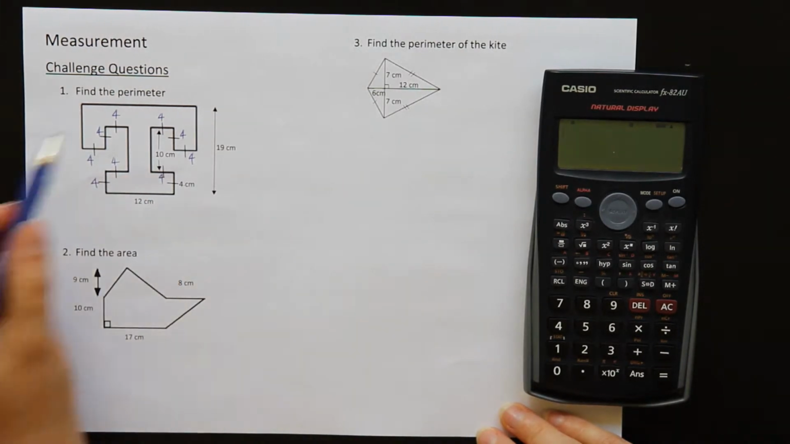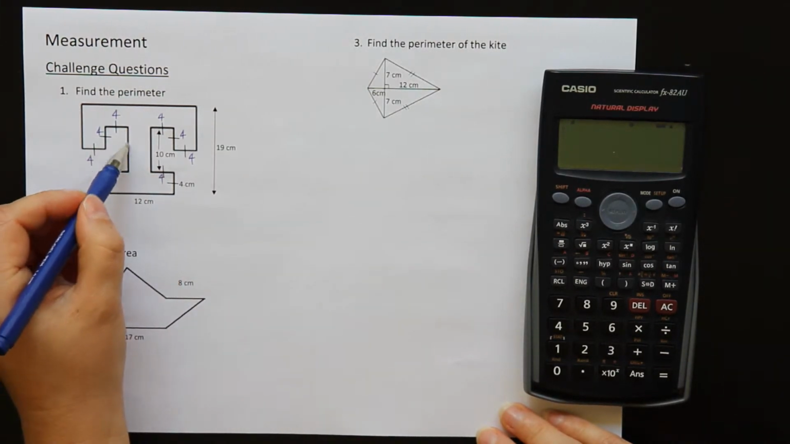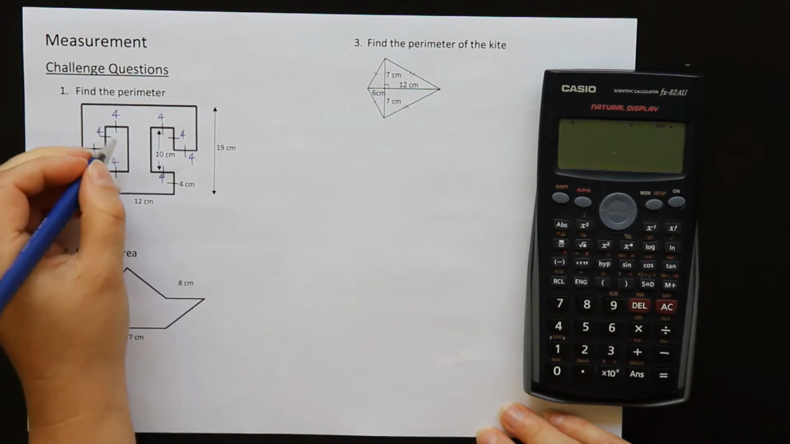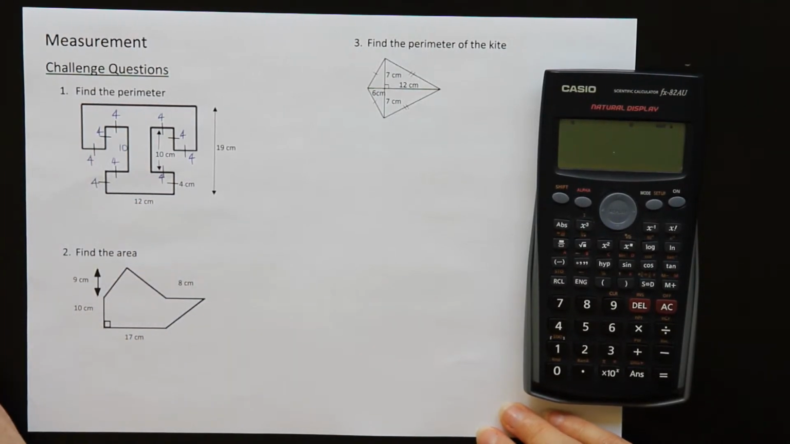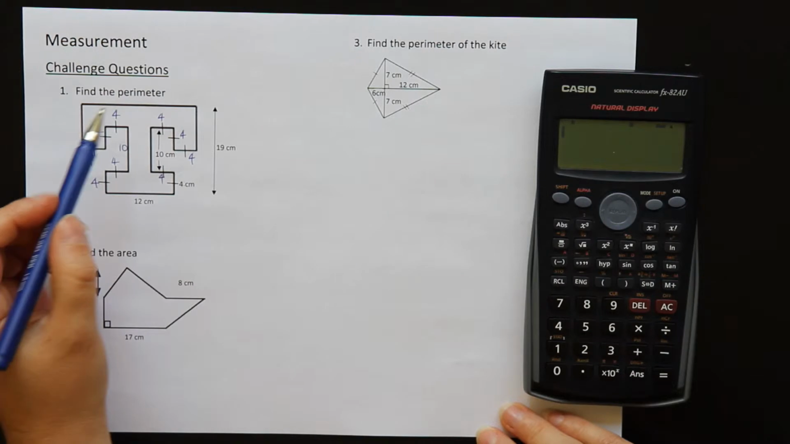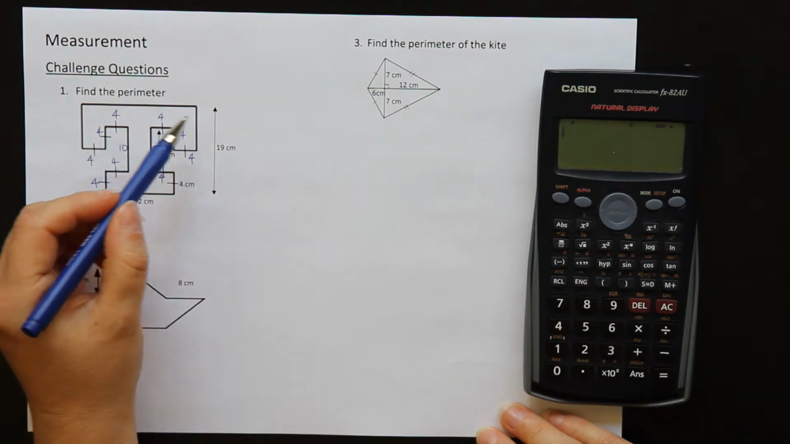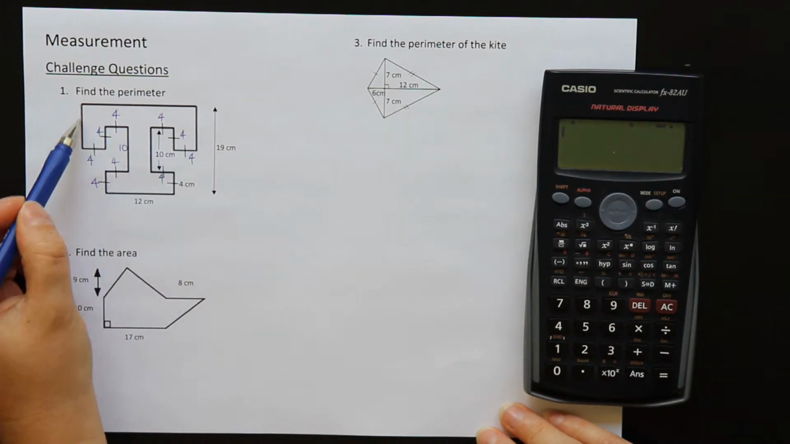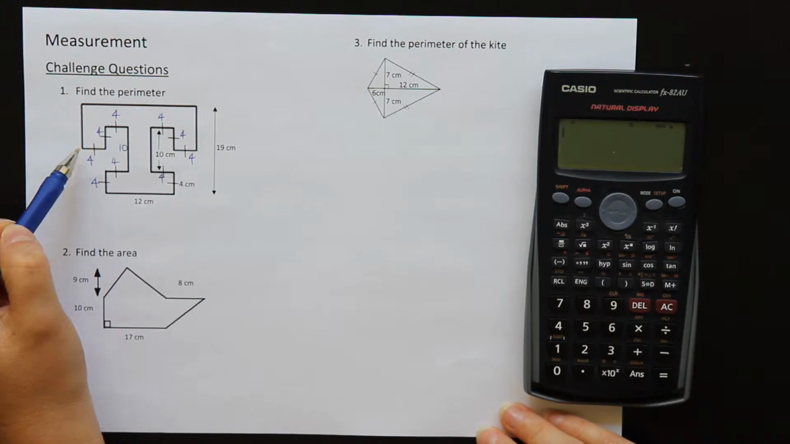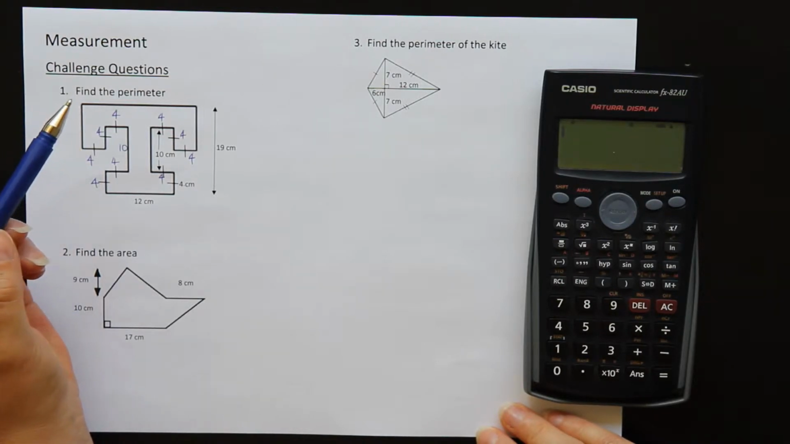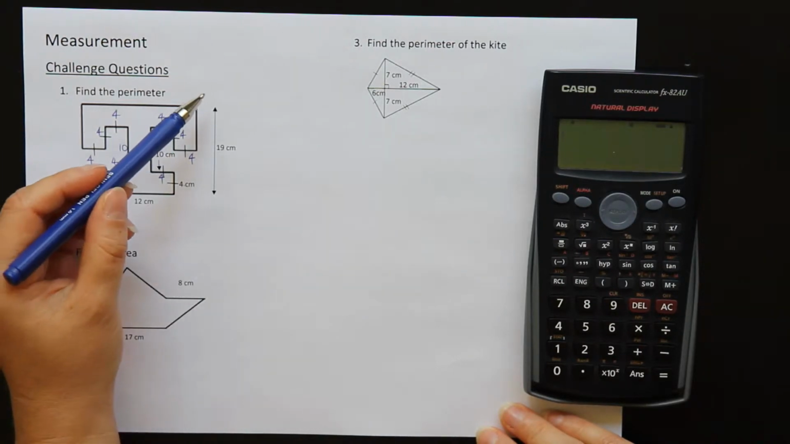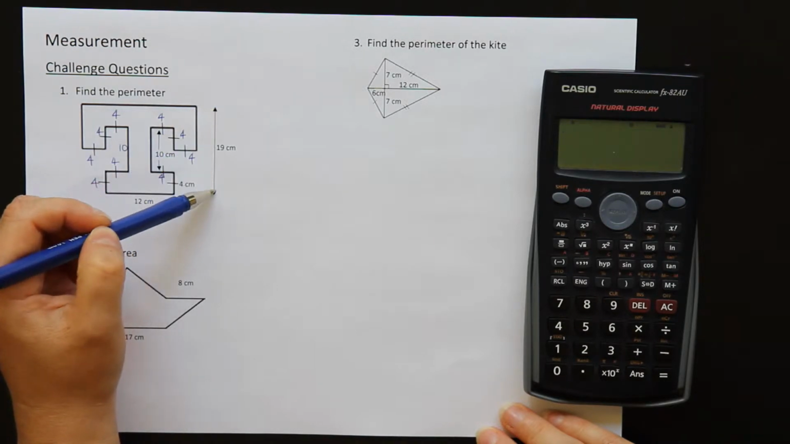Okay, now what else is missing? We're missing this one here. It will be 10. And we are missing these little side ones here. Okay, what are they going to be? Well, we have 19 the whole way.